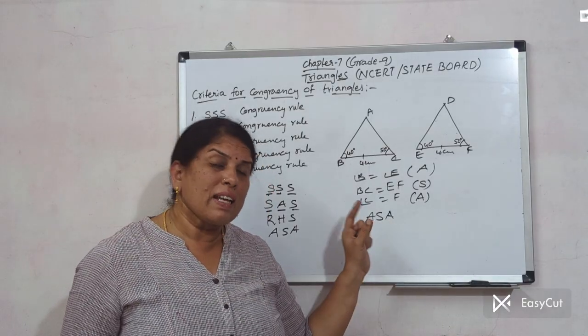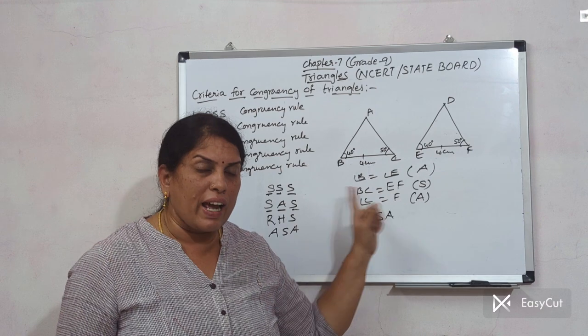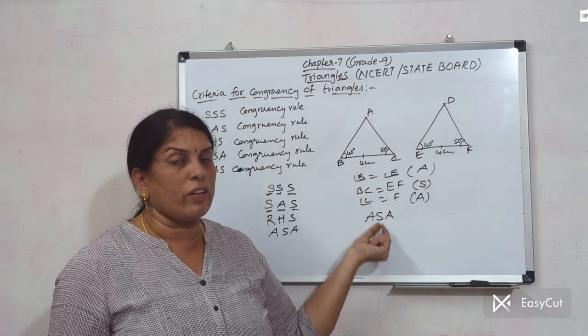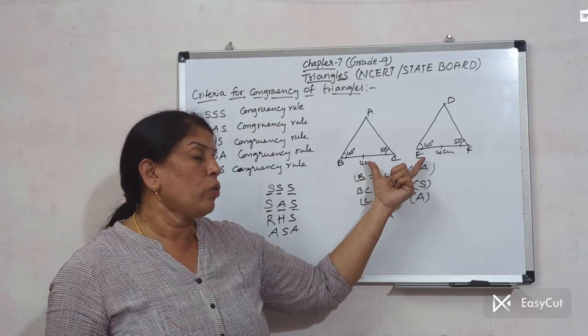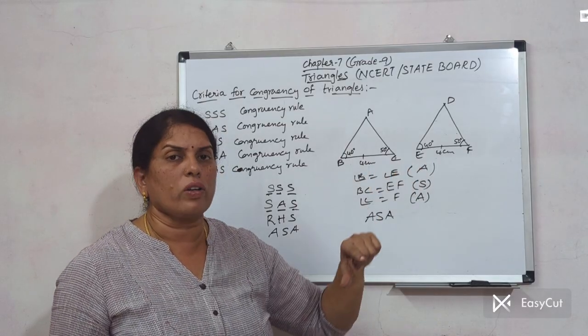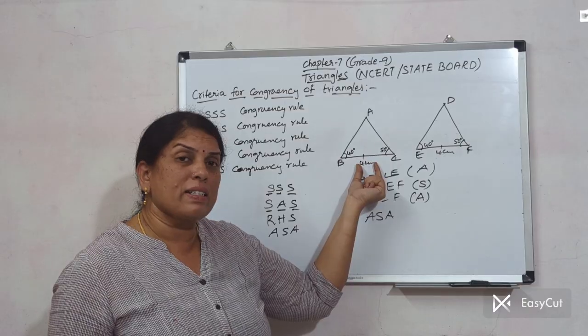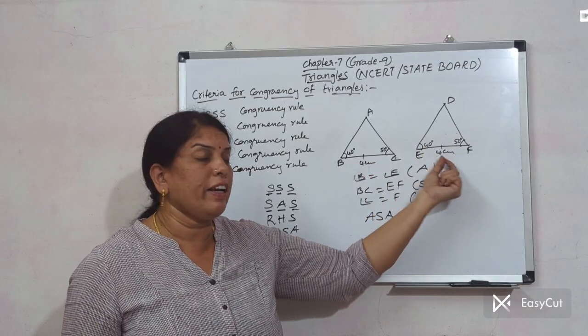If two angles and the included side of one triangle are equal to the two angles and the included side of the other triangle, then those two triangles are said to be congruent. How? Two angles and the included, middle side must be equal.